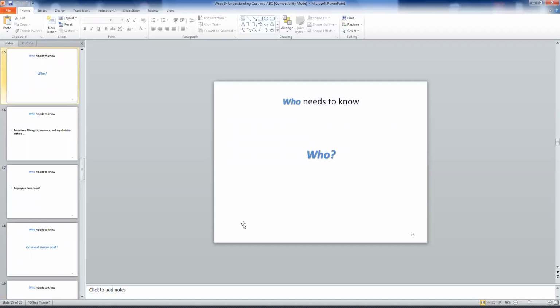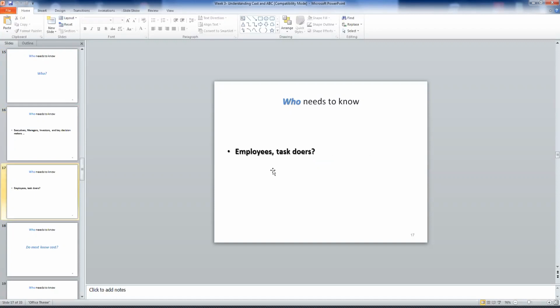So who needs to know? Well, basically, anybody who's in a decision-making position, right? Executives, managers, investors, and key decision makers need to know and understand cost.